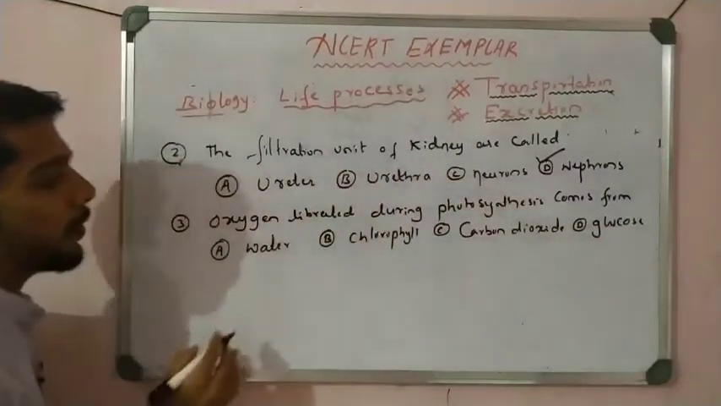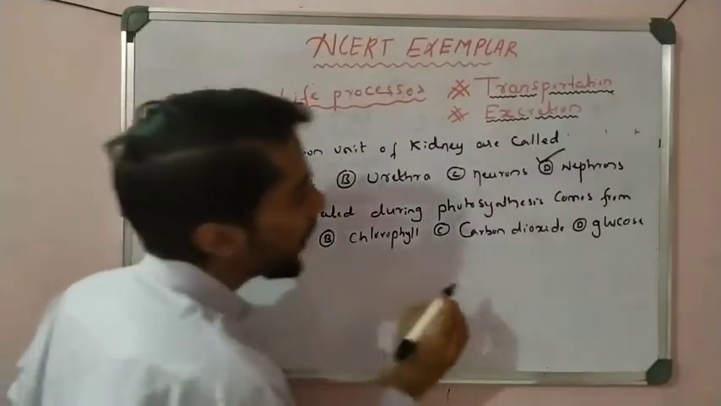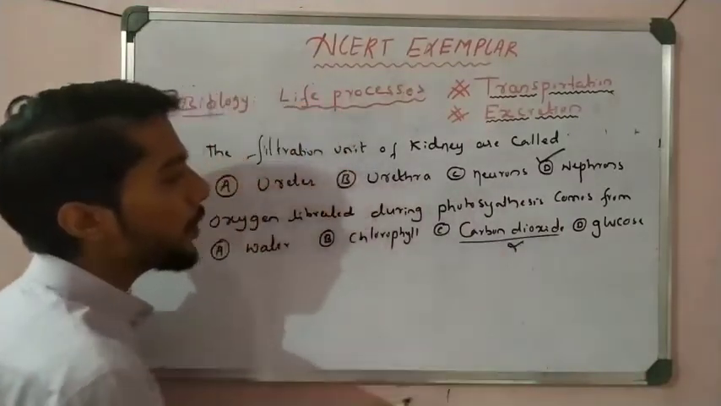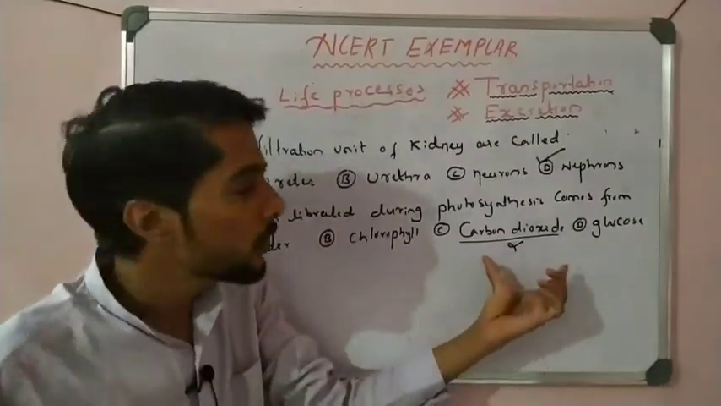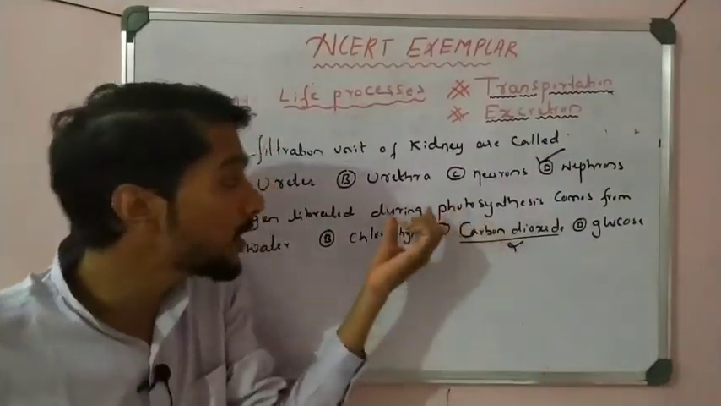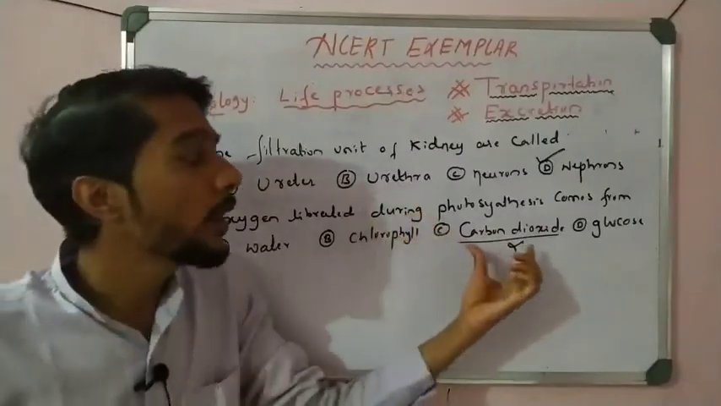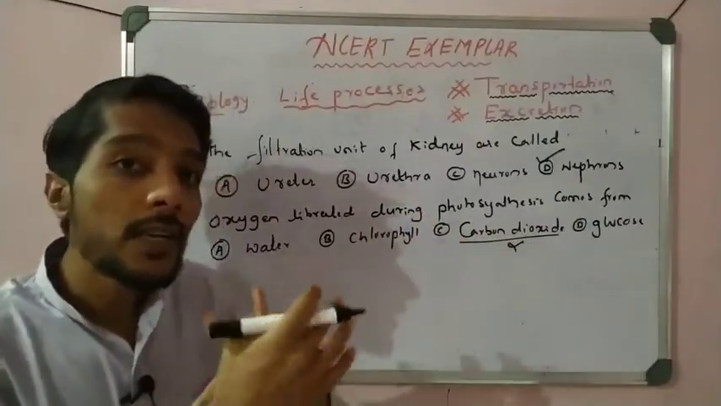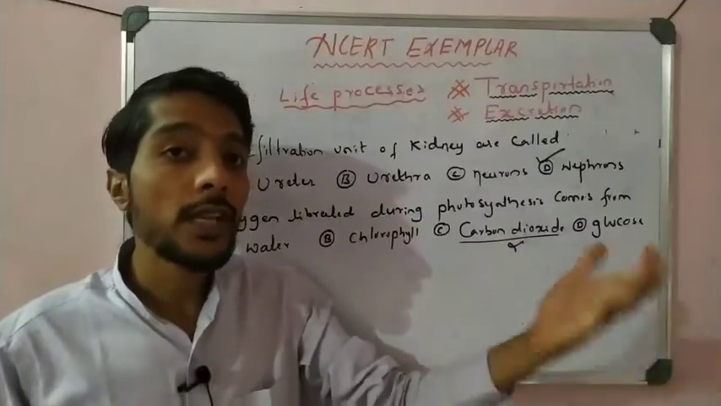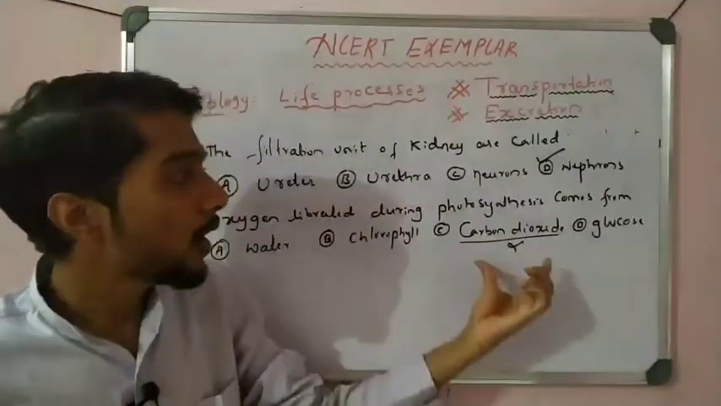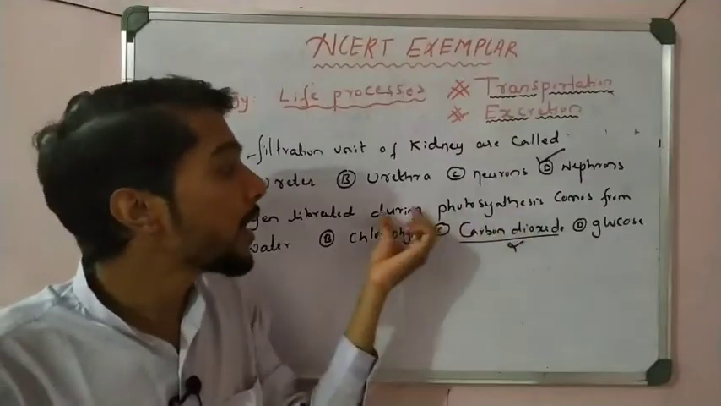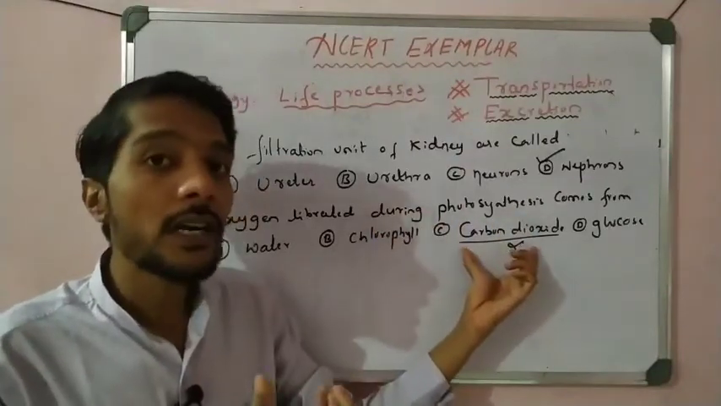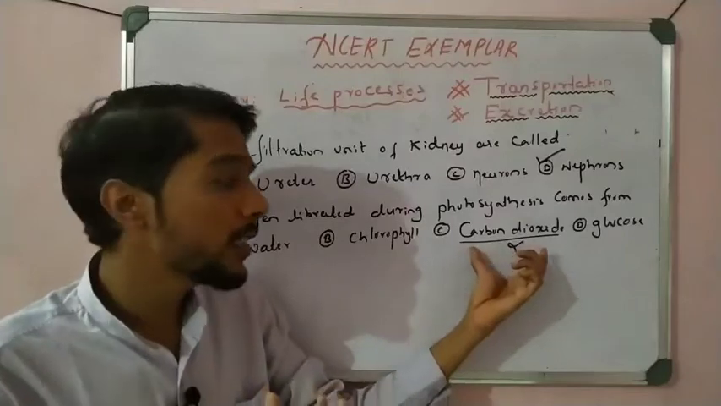See here, a very important question. Simple: carbon dioxide is not the answer. Why? Because this is carbon dioxide after photosynthesis, so that is a product of photosynthesis. Here it is asking during photosynthesis. When is carbon dioxide produced, at the completion of photosynthesis or at the starting of photosynthesis? Carbon dioxide is a starting material used for photosynthesis, but it is asking during, so that is not the answer.